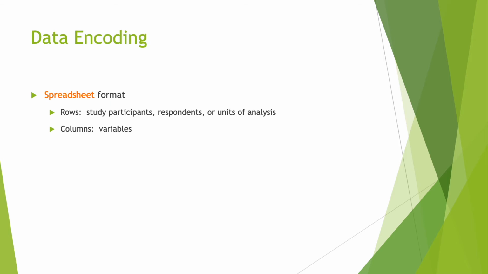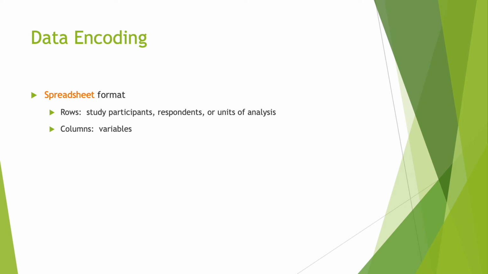Conventionally, in a spreadsheet, the rows represent the study participants or respondents, or units of analysis if you're making use of, let's say, laboratory data instead of human respondents. A unit of analysis can be, let's say, a blood sample of a patient or something similar. The columns, on the other hand, represent the different variables being measured.